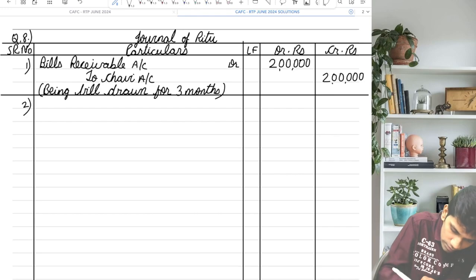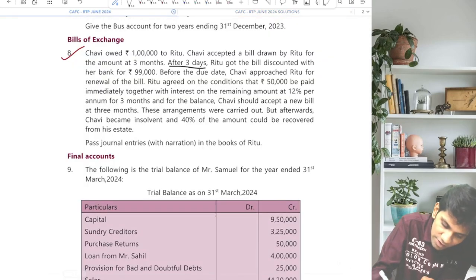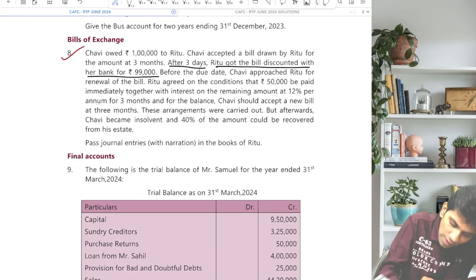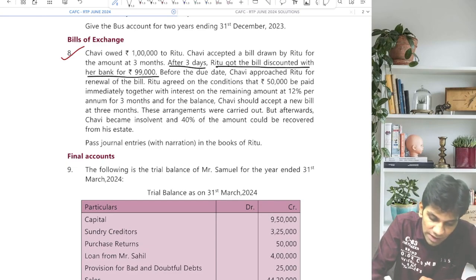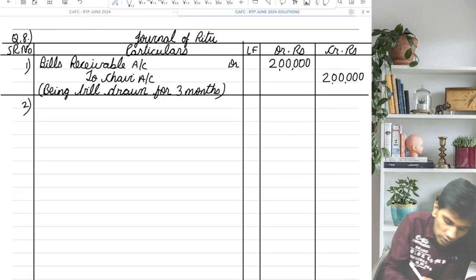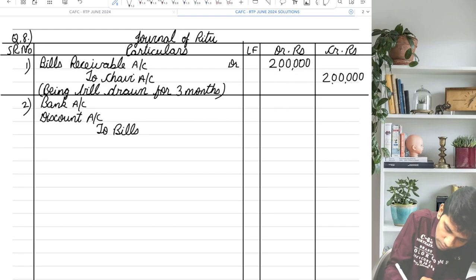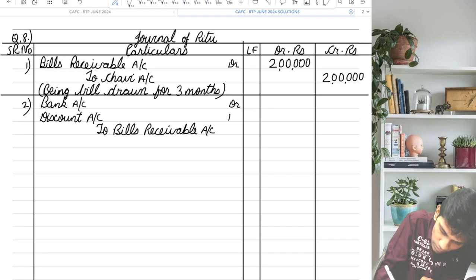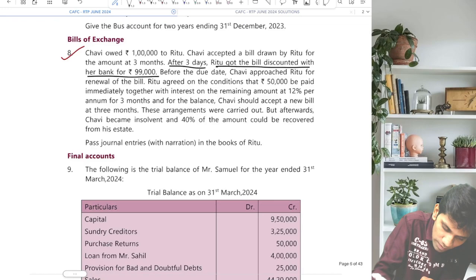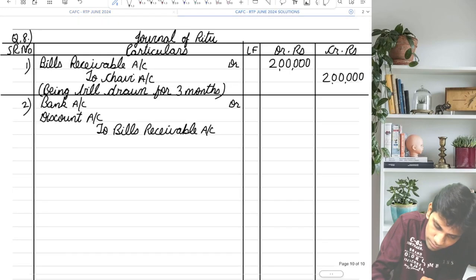Let's go for the question. After 3 days, Ritu got the bill discounted with her bank for 99,000. So Ritu might be in need of funds, so Ritu had discounted the bill with the bank. So entry will be bank account debit, discount account debit to bills receivable.